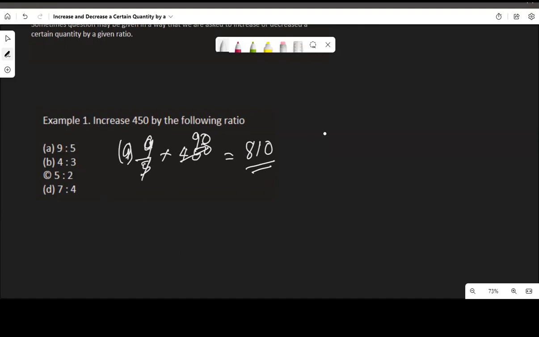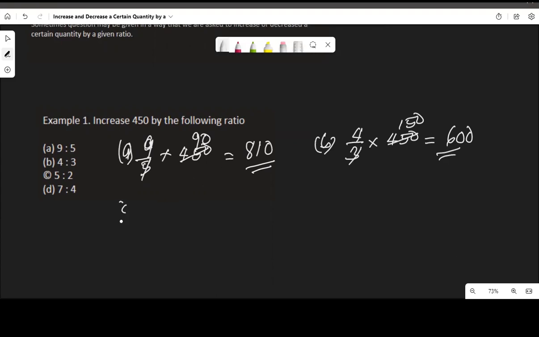Then for the second, which is 4 to 3, that is 4 over 3 multiplied by 450. 3 into 450 is 150. 150 times 4 is 600. Yes, 600, I'm right, because 15 times 4 is 60. So we will increase that by that ratio.